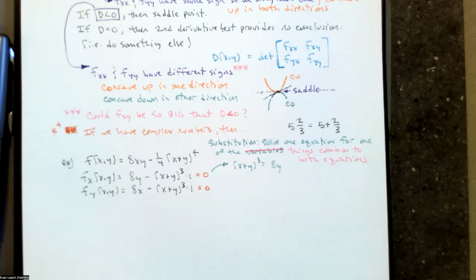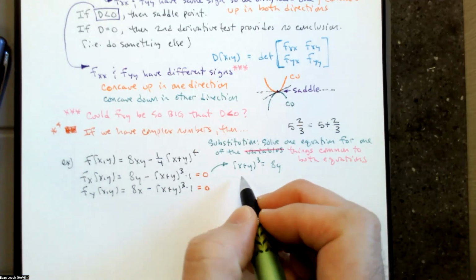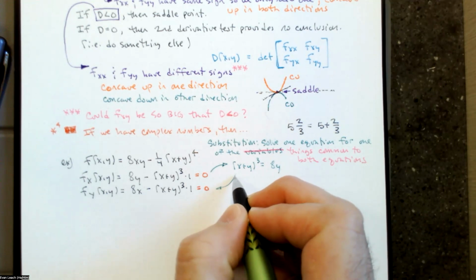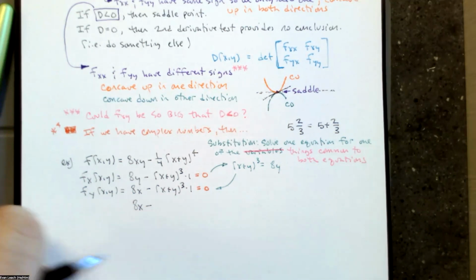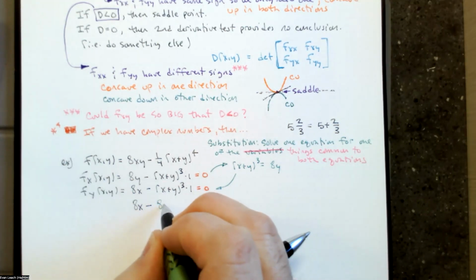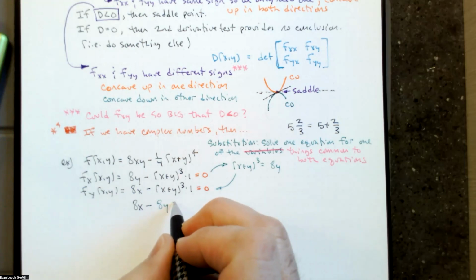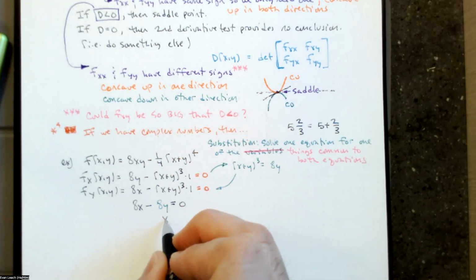So what we're doing is we're solving for that x plus y to the third because it's common to both the equations. If the x plus y to the third in the second equation was a different power, then I could still just solve for that base, x plus y. That's what they have in common. Because now if I take this, I can replace x plus y to the third with just 8y, and we'll find out that x is equal to y. So this x plus y to the third goes into the second equation. And this equation becomes 8x minus 8y equals 0. Which will tell us that x equals y.